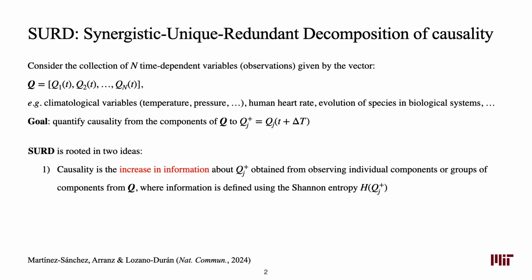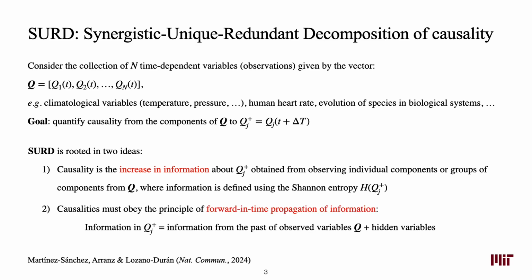To quantify this causality, SURD is rooted in two main ideas. The first idea is our definition of causality. We define causality in terms of the increase in information we can gain about future states of a system, denoted as Q+, by observing individual components or groups of components from the vector of observed variables Q. Here, information is quantified using the concept of Shannon entropy, which measures the uncertainty or surprise in a given variable.